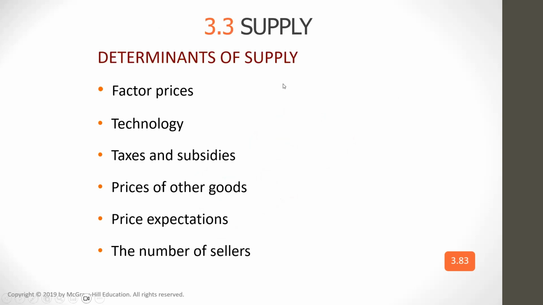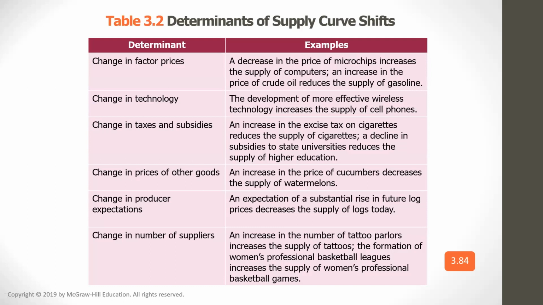The determinants of supply are factor prices, technology, taxes and subsidies, prices of other goods, price expectations, and number of sellers. I'll put this in the chat too. This is a great chart to reflect on. It's under 3.84. So yeah, it's a great chart.